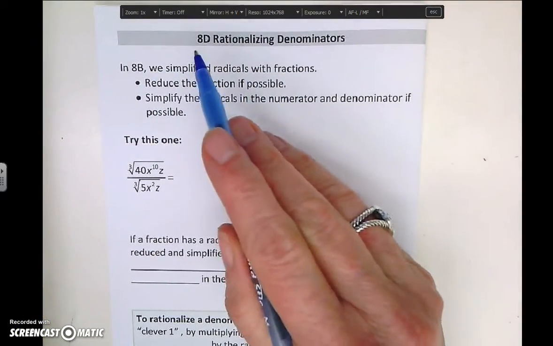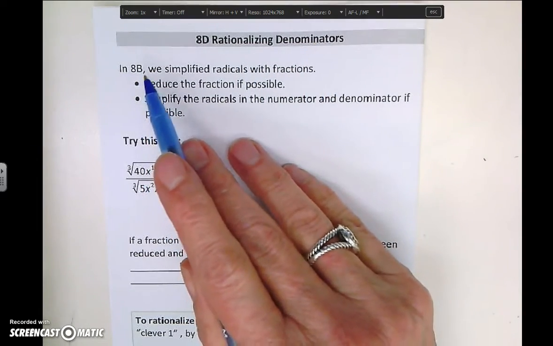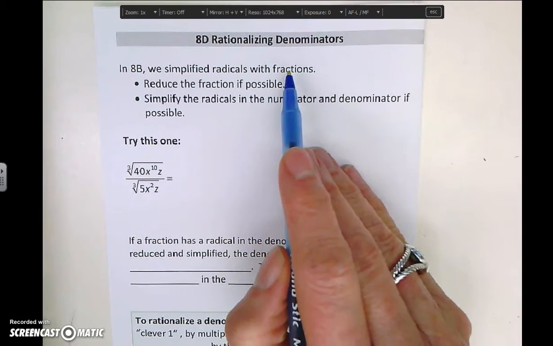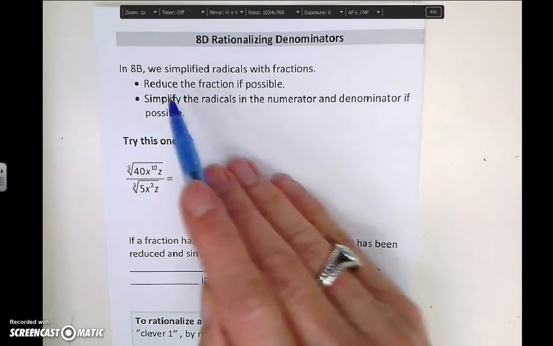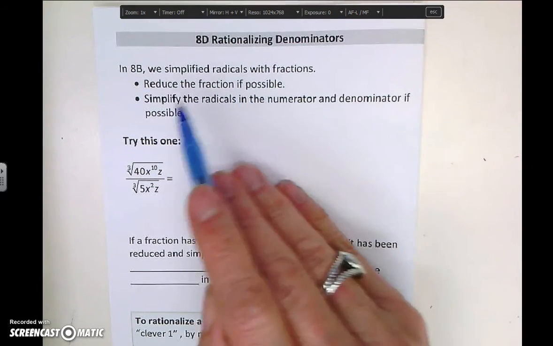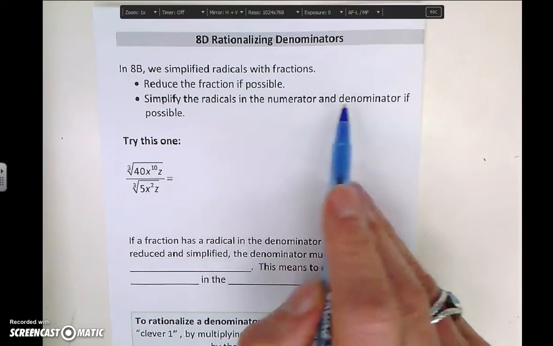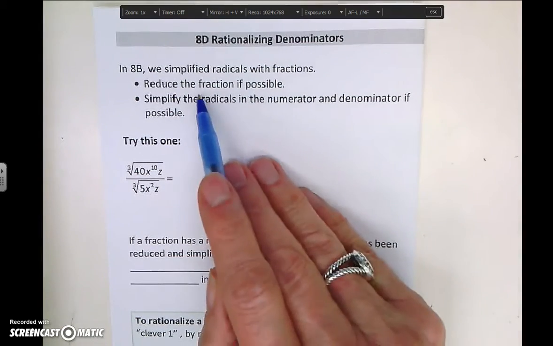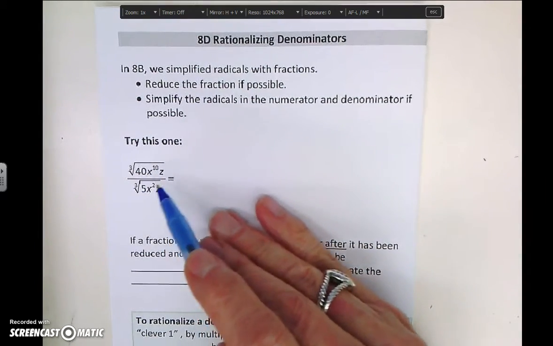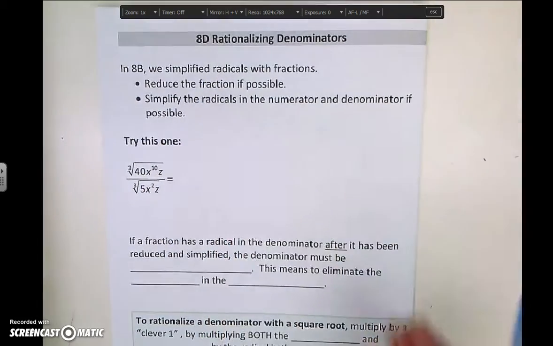So in this section, we're going to be rationalizing denominators. In 8b, we simplified radicals that had fractions. And to do that, what we did was to reduce the fraction if it was possible. Then we would follow up and simplify the radicals that were in the numerator or the denominator if possible. For example, here is a problem. I want you to try to remember these two steps.